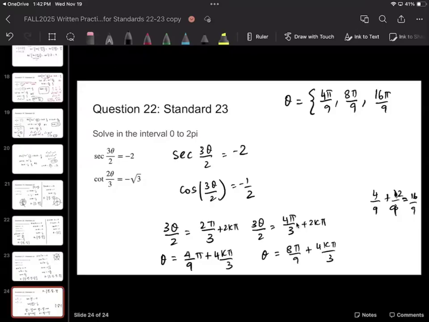I can't go anything more than this because that will put me outside my 2 pi, right? So I will not go. Then let me see. 8 pi over 9 plus 4 pi over 3. 4 pi over 3 is 4 times 3 is 12. 3 times 3 is 9. 12 plus 8 is 20. 20 pi over 9. Now 20 pi over 9 is already more than 2 pi, so I cannot use that. So that means these are the three solutions.